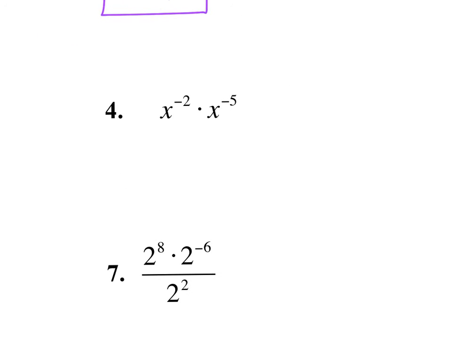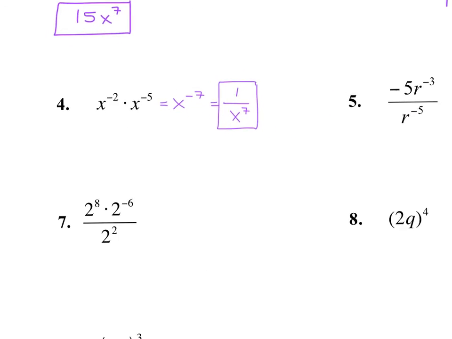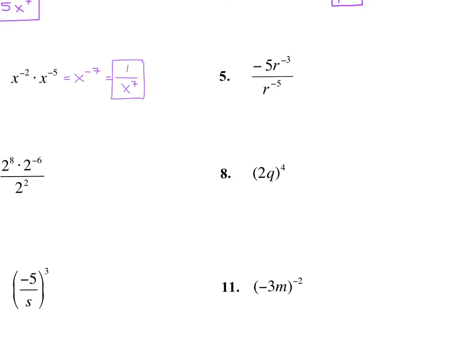All right, number 4, x to the negative second times x to the negative fifth. What do you get? First step would be x to the negative seventh, and that is what? 1 over x to the seventh. Good.